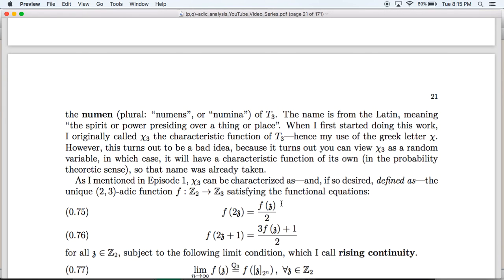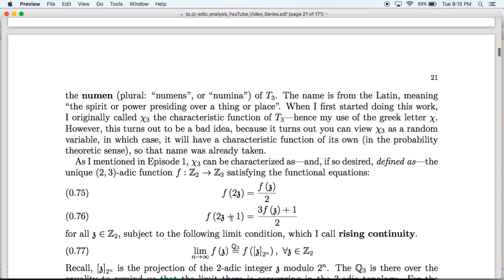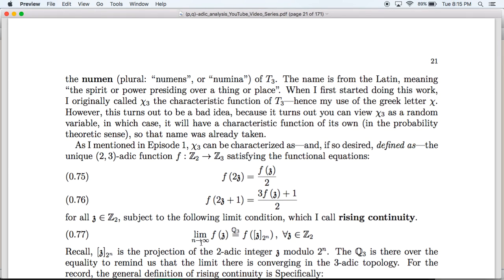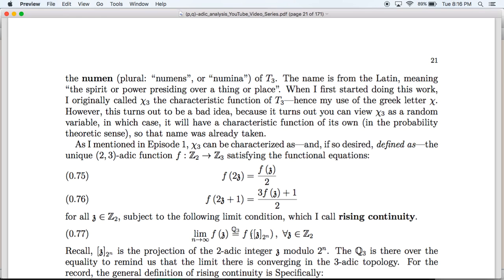f of 2z equals f of z over 2, and f of 2z plus 1 equals (3f of z plus 1) over 2. This holds for all 2-adic integers z, but in order to get the characterization property, you also need to subject f to the following limit condition, which I call rising continuity. This should be: the limit as n approaches infinity of f of (z mod 2^n) converges 3-adically to f of z.